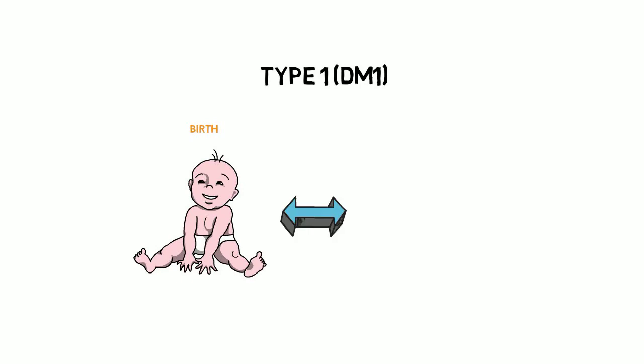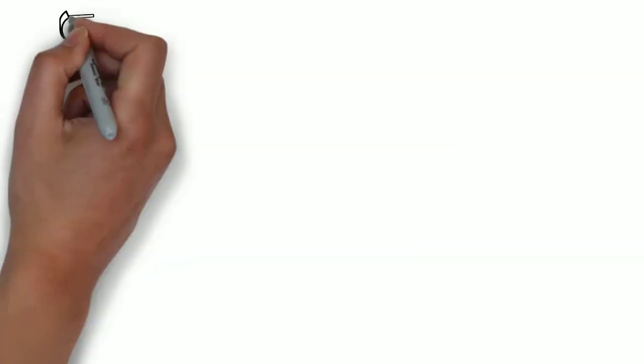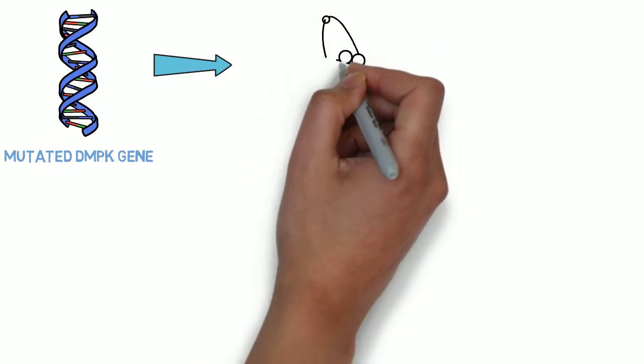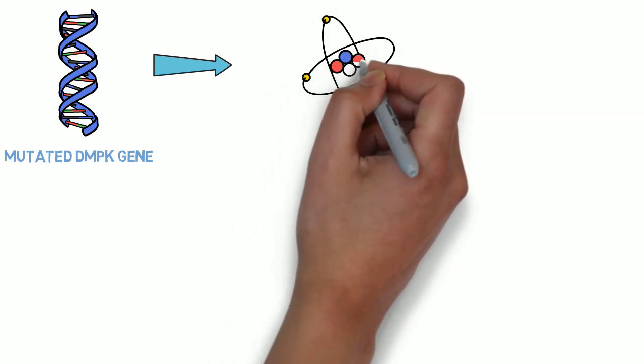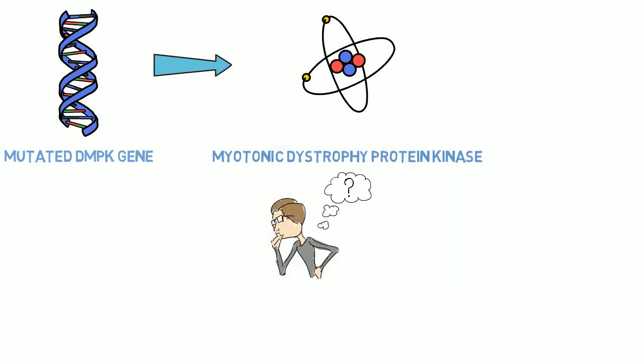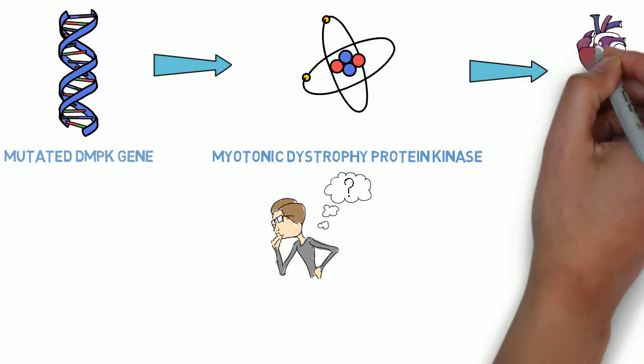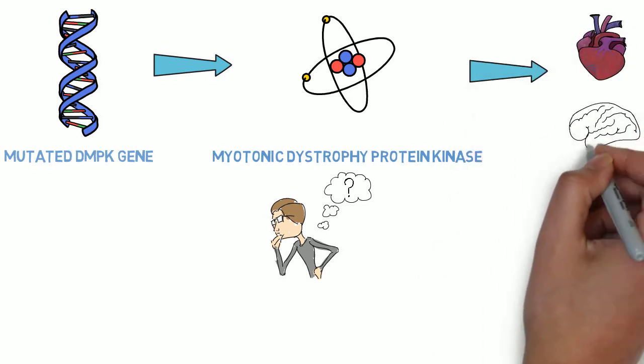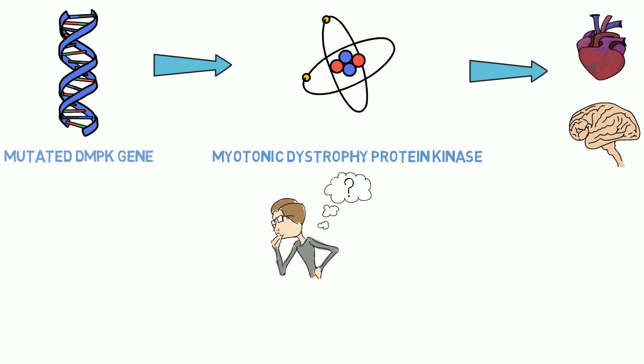Myotonic muscular dystrophy type 1 has an onset between birth and 10 years old. It is caused by an affected gene called DMPK. The role of the DMPK gene in muscles is to provide instructions to make a protein called myotonic dystrophy protein kinase. The function of this protein is currently unknown. However, scientists suggest that it might be involved in communication between muscle cells, cardiac, and brain cells.